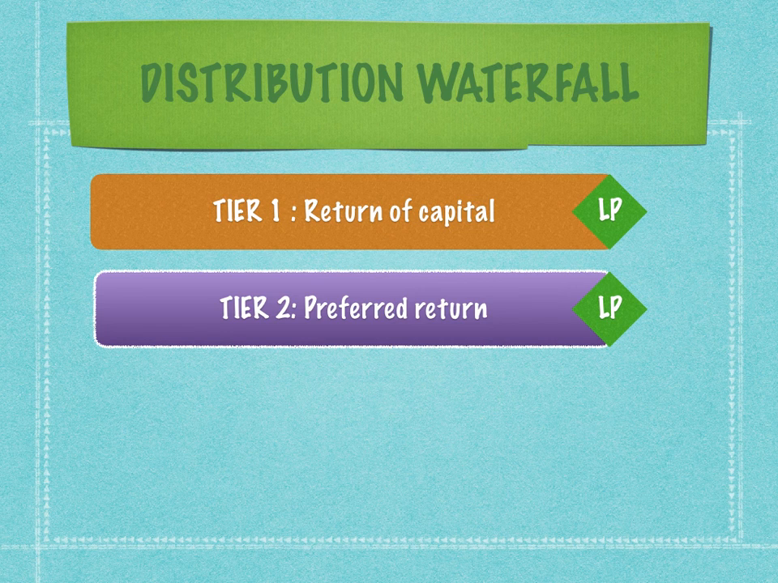Okay, so any kind of hurdle belongs to the LPs, because anything above the hurdle is the only entitlement of the GP.